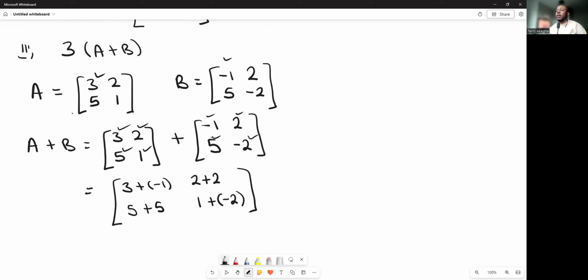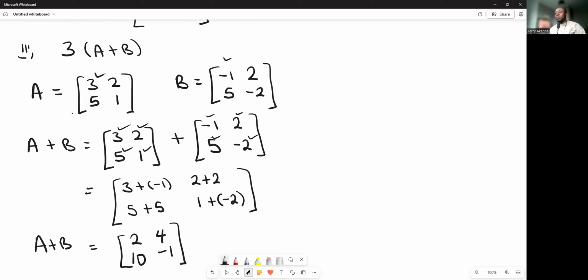Then we solve this. 3 plus minus 1: plus times minus gives you minus, so that is 3 minus 1, which gives you 2. 2 plus 2 gives you 4. 5 plus 5 gives you 10. And 1 plus minus 2 gives you minus 1. So therefore, A plus B is equal to 2, 4, 10, minus 1.